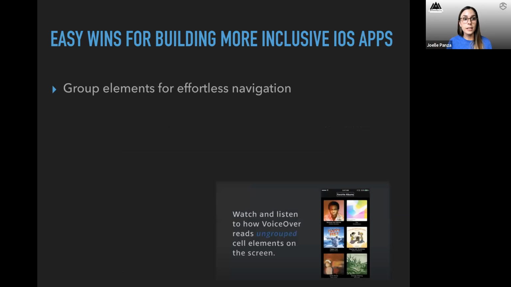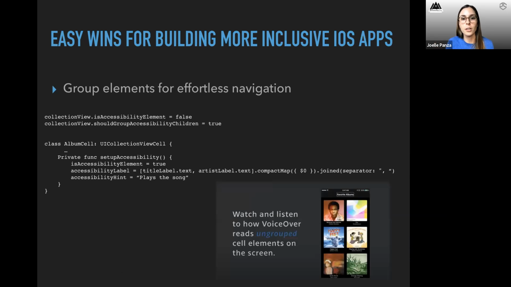Last, but certainly not least, group elements for effortless navigation. In this example, these albums are in a collection view, and we are setting the collection view cell as the accessibility element. And what this does by default is it will set its children, everything within the collection view cell, to not be an accessibility element. And what this achieves is when VoiceOver is enabled, it will focus on the entire cell versus each individual label or image or whatever you have within your cell.